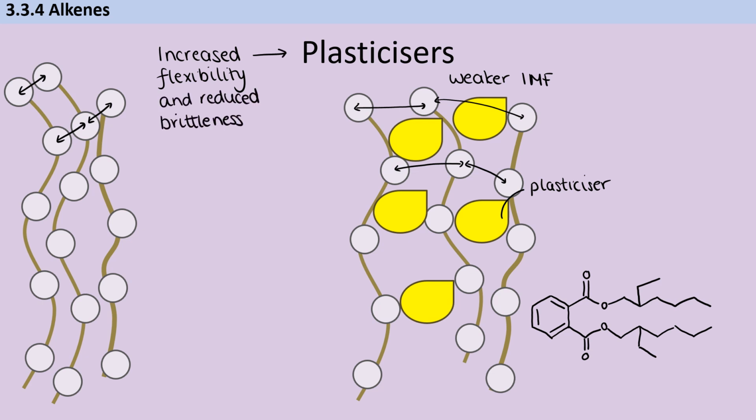And this is going to make the PVC much more appropriate for things like packaging or fabrics for clothing or the insulation around electrical cabling. Basically anything where that PVC needs to be able to bend and flex without it being rigid and shattering.